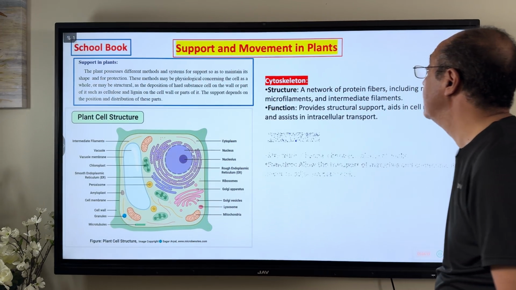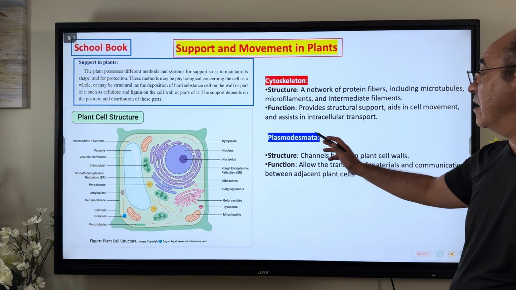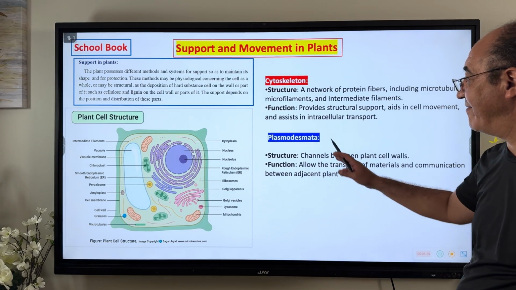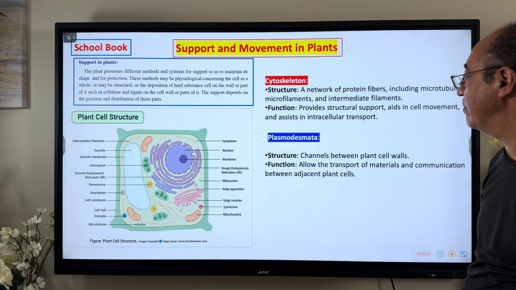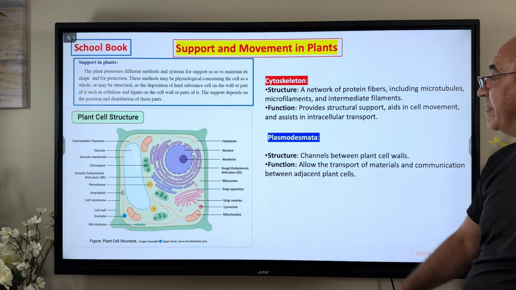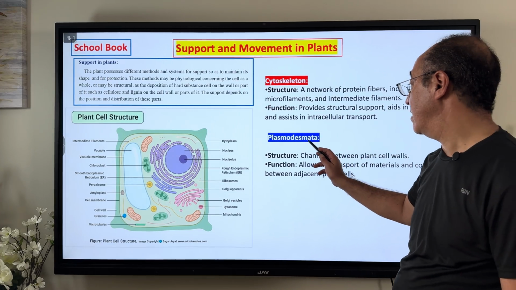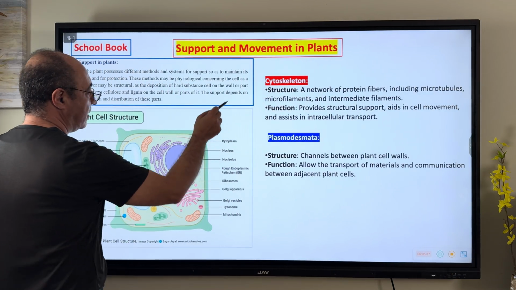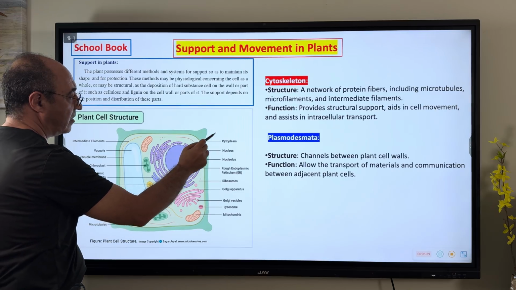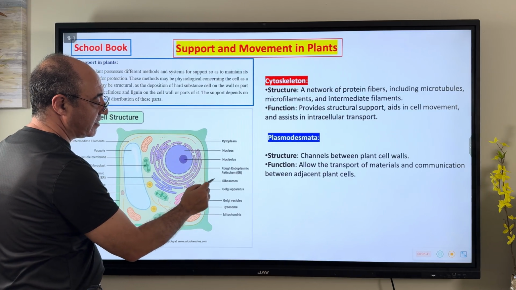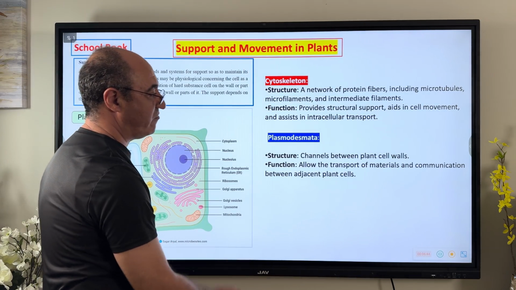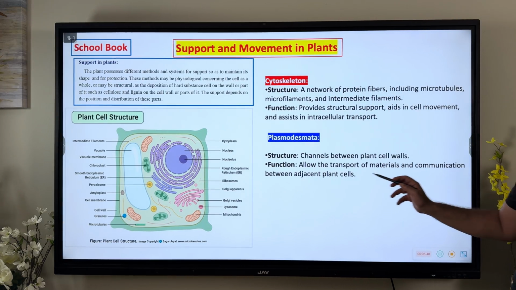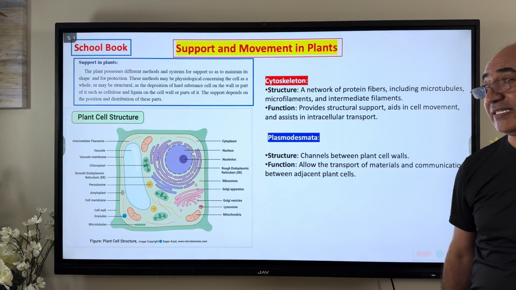All right. There's another part of the plant cell that the book doesn't talk about, but it's not very important for you to know. That's why I highlighted it in blue, which talks about the plasmodesmata. This is just a channel between the plant cell walls, right? So if I have a second cell here, or here, or here, these will be channels between the different cells so that it allows the exchange of material, nutrients, and what have you, as well as communication between adjacent or neighboring plant cells.